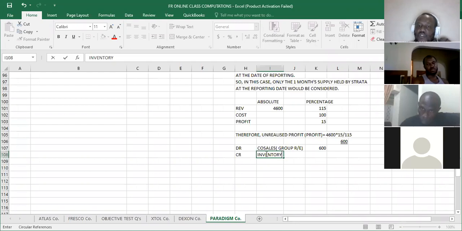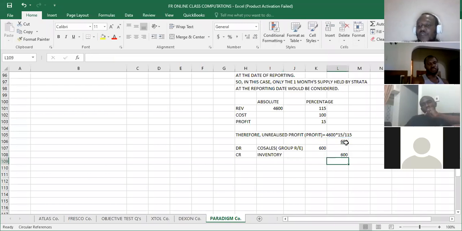Yes. So we're reducing inventory by 600 because that 600 is an unrealized profit. They've not yet sold it. It has just been transferred from one side of the group to the other side. They have not yet sold it, so we can't recognize that until after it is sold out. That's why the ones that are sold out, we don't bother about them. We have already realized that profit, but this profit has not been realized.